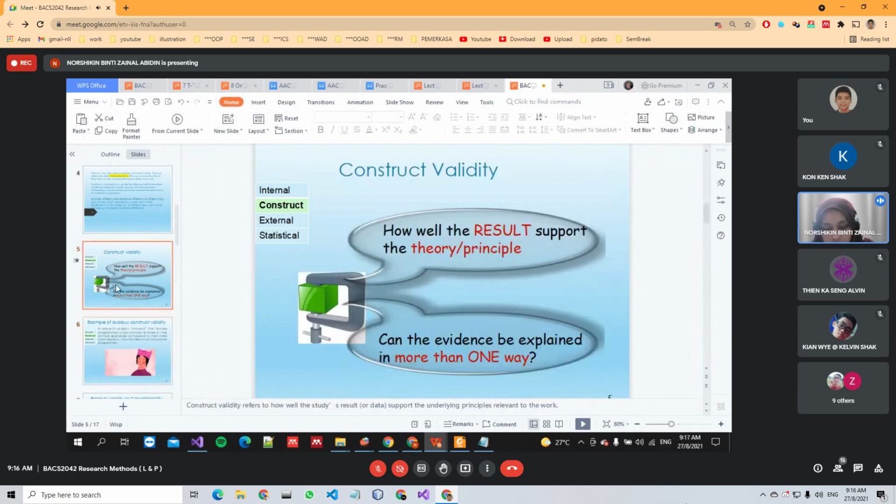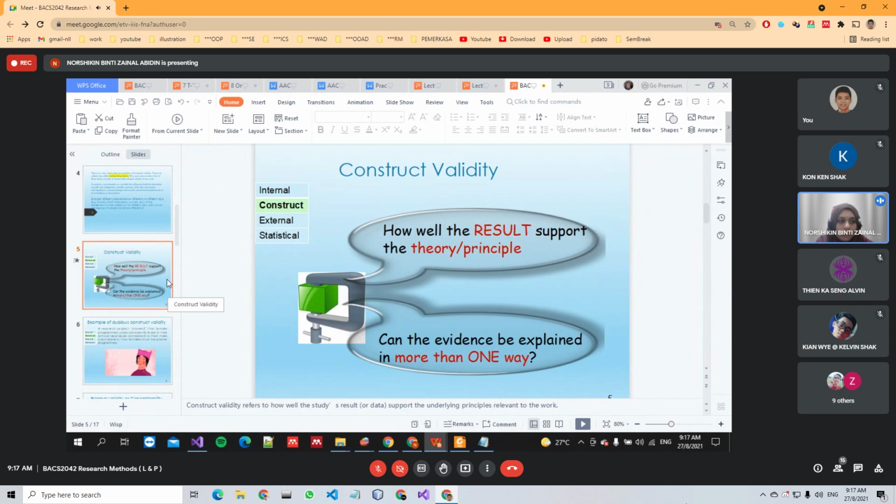But this one is construct. So this one is like, can we make an inference from the result of our study? And that inference that we develop from our research, can it be explained more than one way?